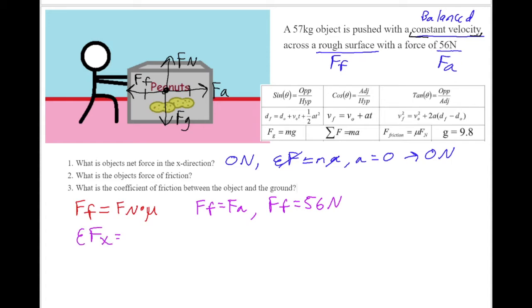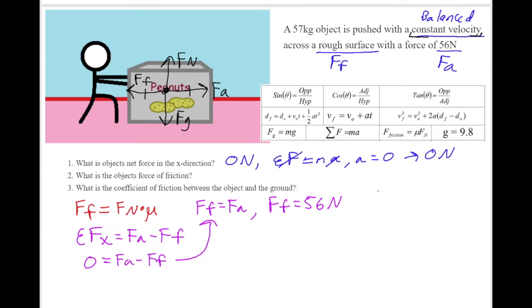Net force in the x is equal to the forces that point to the right, force applied, minus the forces that point to the left, force friction. We know net force is 0, so we just get 0 equals force applied minus force friction. We solve for force friction like we did up here, and we find out exactly what we did here. Force friction is equal to force applied. We plug in 56 for force applied, and we get 56 for force friction.